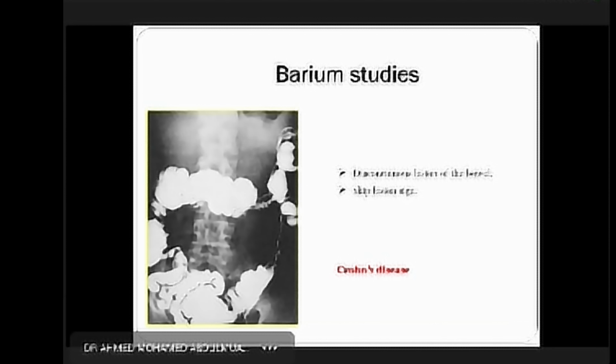So these are some of the most common diseases in the large bowel which can be diagnosed by doing a barium enema, whether single contrast barium enema, that means only barium, or double contrast barium enema, where there is barium as well as we pump air inside the large bowel. So that's the indication for barium enema.